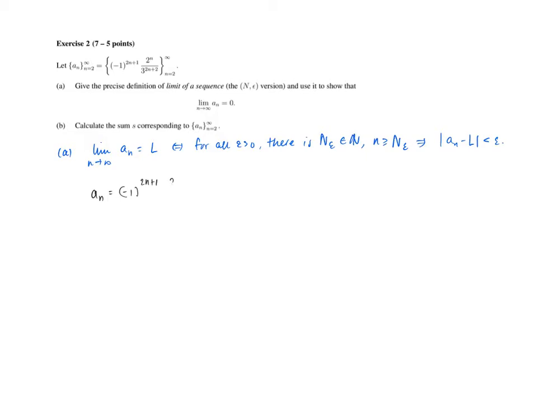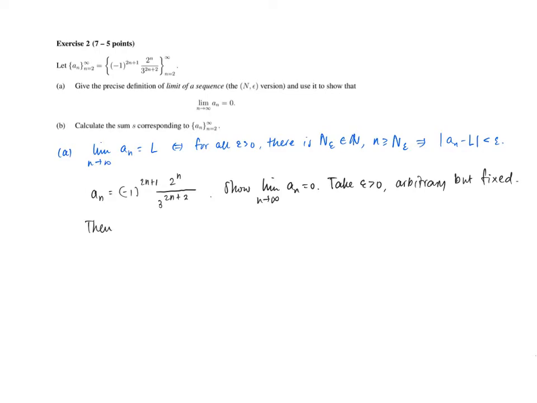Well, here we have a specific sequence, which is minus 1 to the power 2n plus 1, which is actually minus 1 times 2 to the power n divided by 3 to the power 2n plus 2. And we will show that this sequence has a limit 0. Well, we start from scratch. We try to construct an n epsilon for an arbitrary but fixed epsilon larger than 0.